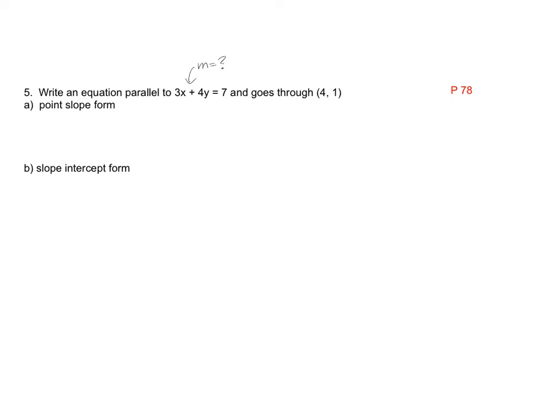This is standard form. Standard form for the equation of a line is ax plus by equals c. So in this case, I've got 3x plus 4y equals 7. So if I want to find the slope, I'm going to use my algebra to solve for y. If I solve for y, what I get is y equals mx plus b, and then I can see what my slope is.